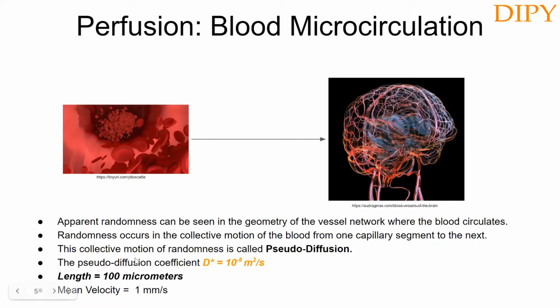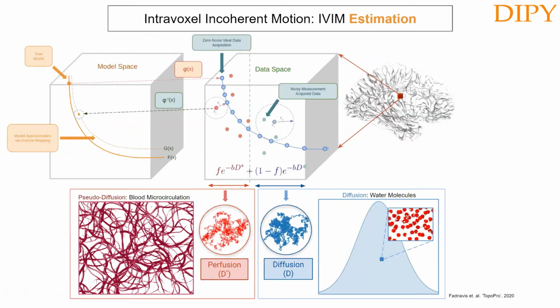This collective motion is often known as pseudo-diffusion, and we try to model it, and we refer to it as perfusion. It occurs at the scale of 10 raised to power minus 8 meters square per second. The average length is 100 micrometers, and the mean velocity is 100 millimeters per second. So you can see this process is much faster. It occurs at about 10 times higher scale, but they are more or less similar and can be acquired by the same acquisition. So this is what the standard IVIM model looks like.